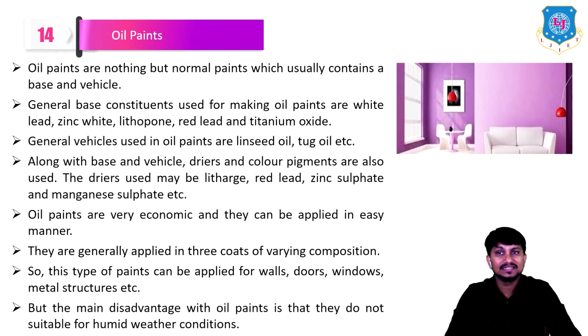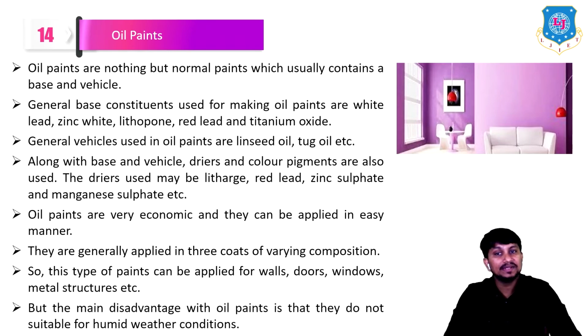Next is oil paints. These oil paints are nothing but normal paints which usually contain a base and vehicle. General base constituents used for making oil paints are white lead, zinc white, lithopone, red lead, and titanium oxide. General vehicles used in oil paints are linseed oil, tung oil, etc. Along with base and vehicle, driers and color pigments are also used. The driers used may be litharge, red lead, zinc sulfate, and manganese sulfate, etc.